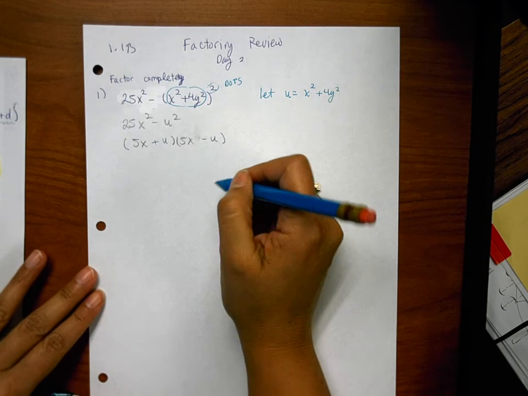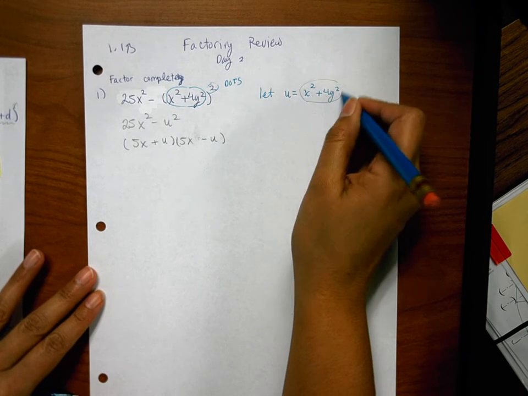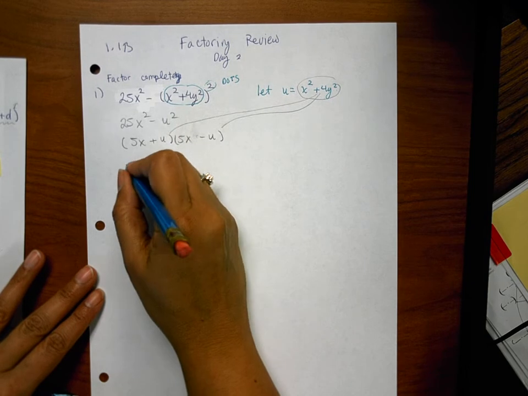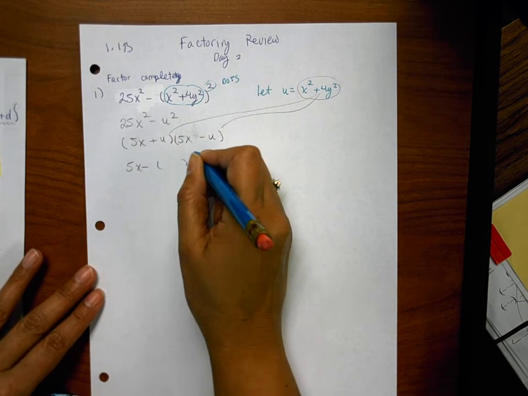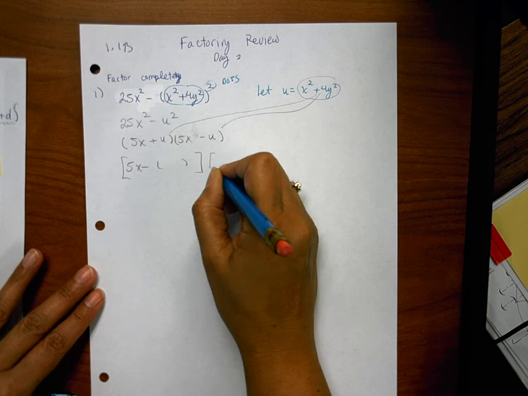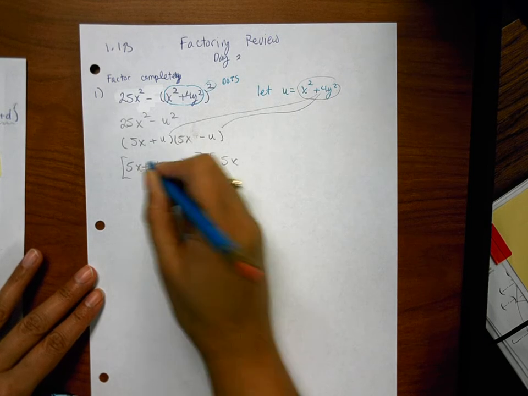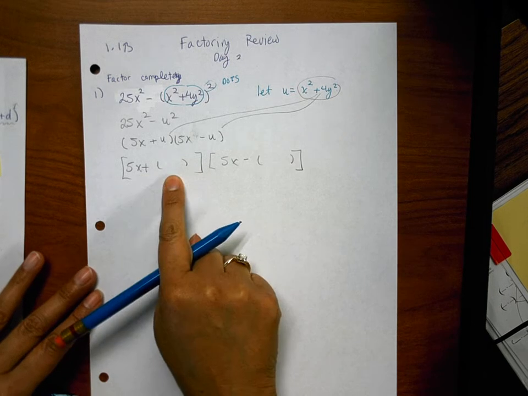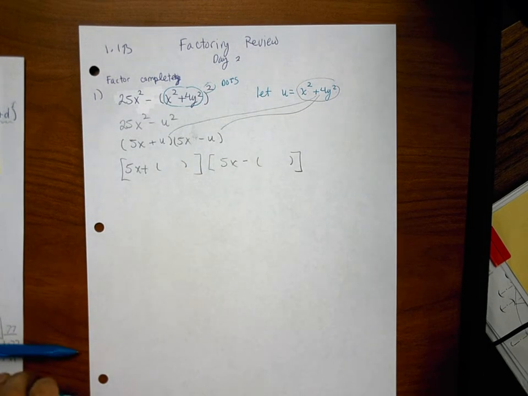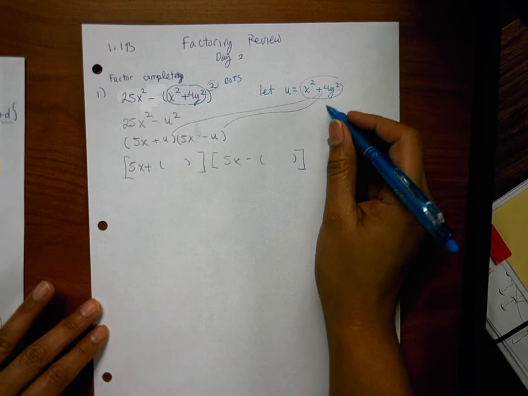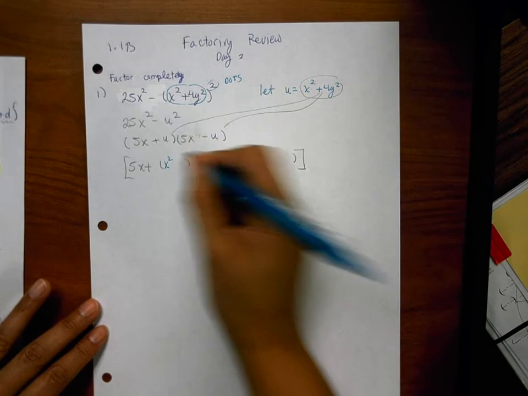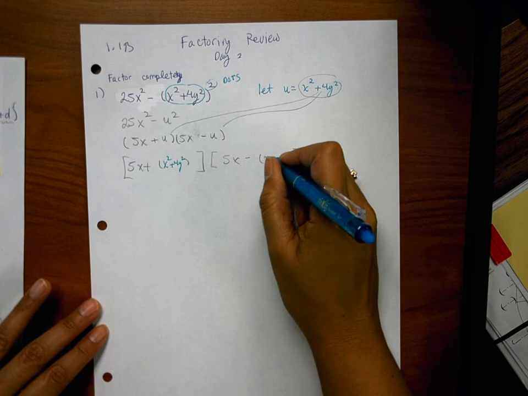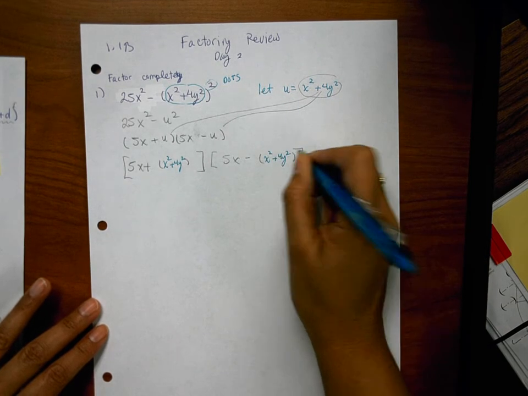Now, if you were to box this in, you'd get it wrong because you have to plug this back in for the u, where the u used to be. 5x plus blank, 5x minus blank, and now we're going to plug the u back in, and u was x squared plus 4y squared, and then x squared plus 4y squared.